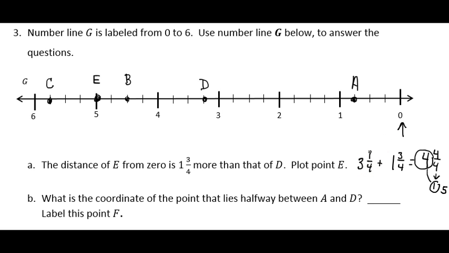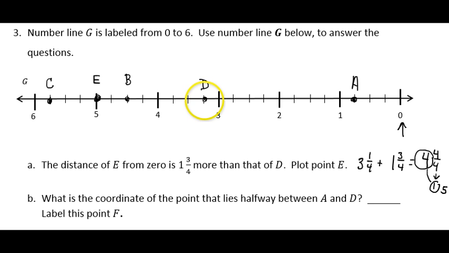And my final question says, what is the coordinate of the point that lies halfway between A and D? And we are to label this point F. So I have A and D. I'm going to count how many fourths I have between A and D. So I have 1/4 here, and then from 1 to 2, that's 4, so that's 5/4. Another 4 would be 9/4, and then to D would be 10/4. So from A to D would be 10/4.